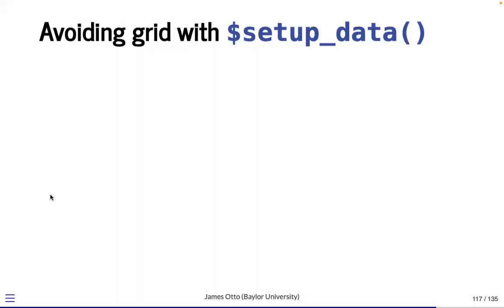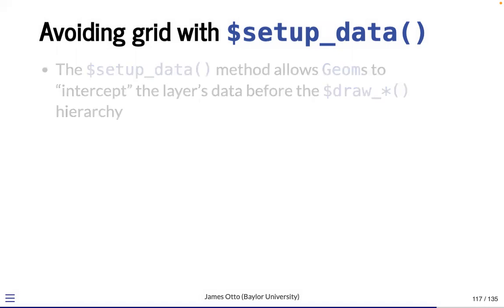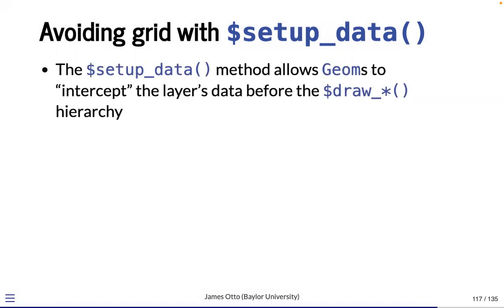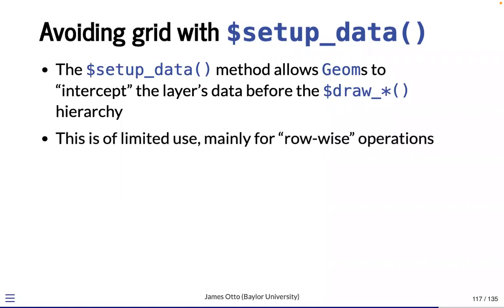If that makes sense, we're going to look at something else. This is the setup data method. I think I mentioned this very briefly last time. The geom objects in ggproto support the setup data method, which allows geoms to intercept the data at the layer level before it goes to the draw functions. And so this is useful for really quick changes. And I think I say this is mainly for row-wise operations. So we're going to see what that means in a second.